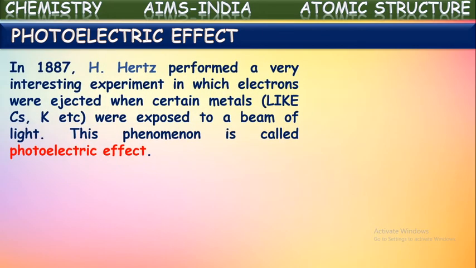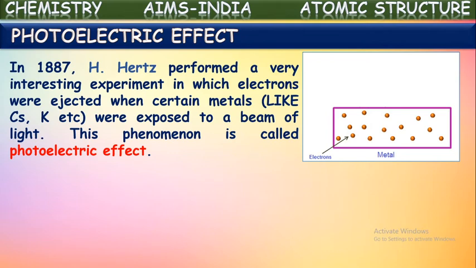In 1887, Hertz performed a very interesting experiment in which electrons were ejected when certain metal was exposed to a beam of light. Yes, he did an experiment with some metallic objects. He took an object. We know metals will be having electrons in their valence shells. So when a metallic object is taken and he exposes a beam of light onto this metal surface, then electrons are ejected from the metal surface. This interesting experiment was observed by Hertz in 1887.